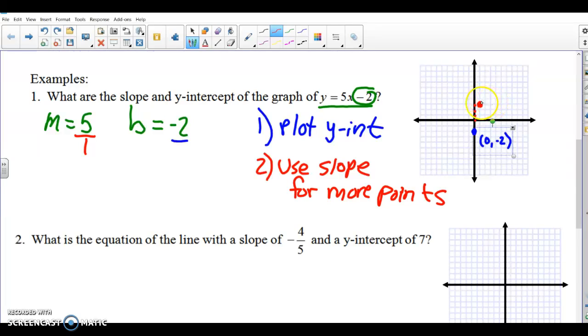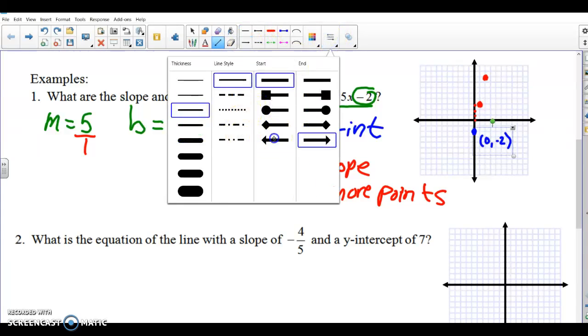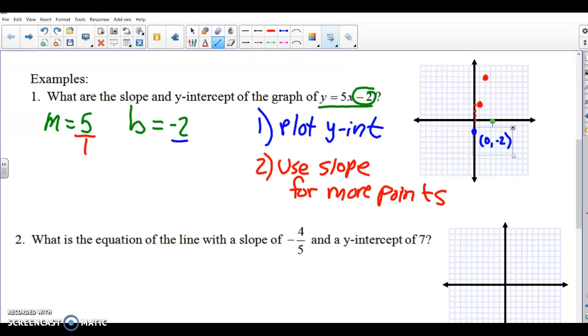We'll do the same thing to create one more point. So go up 5, 1, 2, 3, 4, 5, and then over to the right 1 and plot that point. If you count correctly, those 3 points will line up to be a straight line. Once you have 3 points, you can continue to do more, but you don't have to. 3 points is enough, and then connect them to form that nice graph. So that line represents the equation y equals 5x minus 2.